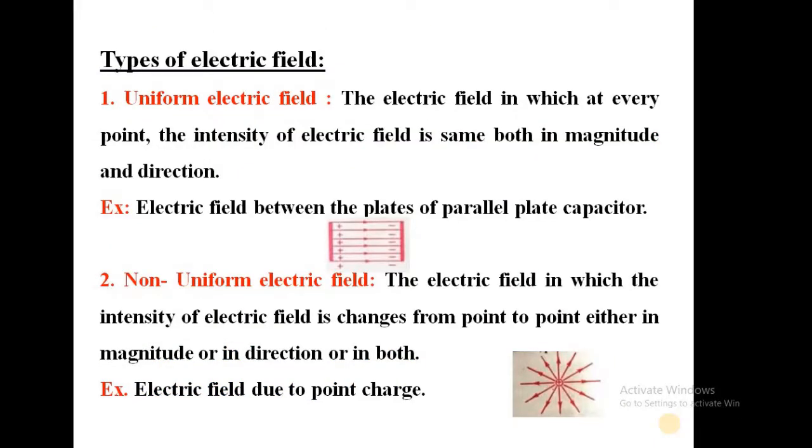Types of electric fields. In nature there are two types of electric fields. First one, uniform electric field. Second one, non-uniform electric field. Uniform electric field is the field in which at every point the intensity of the electric field is the same both in magnitude and direction. Example, electric field between the plates of a parallel plate capacitor.